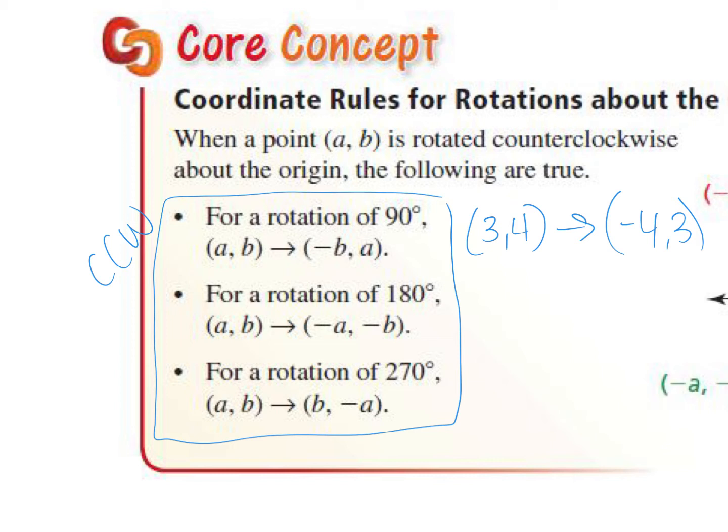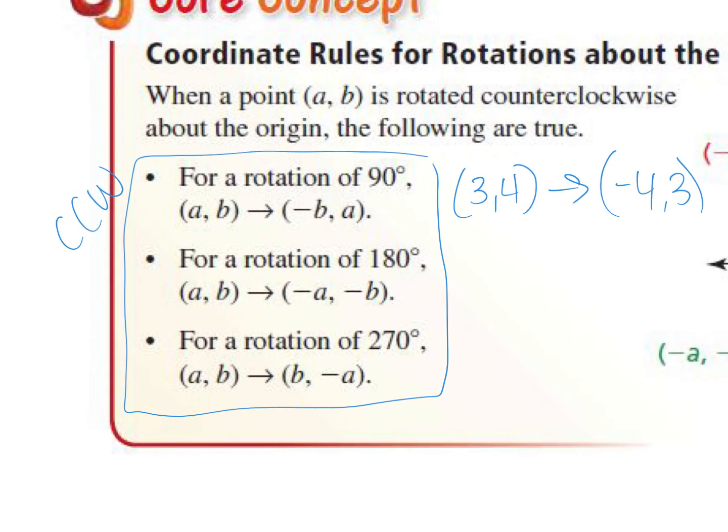Rotating 180 degrees. Remember, 180 means rotate it completely to the other side, right? So that's saying whatever it was, just change both the X and the Y to be negatives. What would 3, 4 then become? -3, -4. Do not change the 4 and the 3. Do you guys see that? Don't flip them.